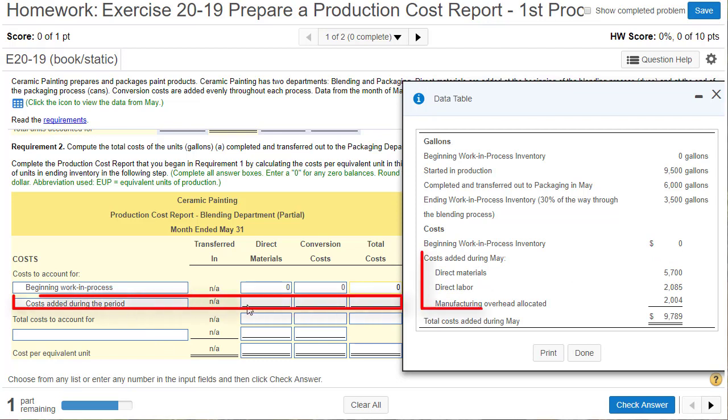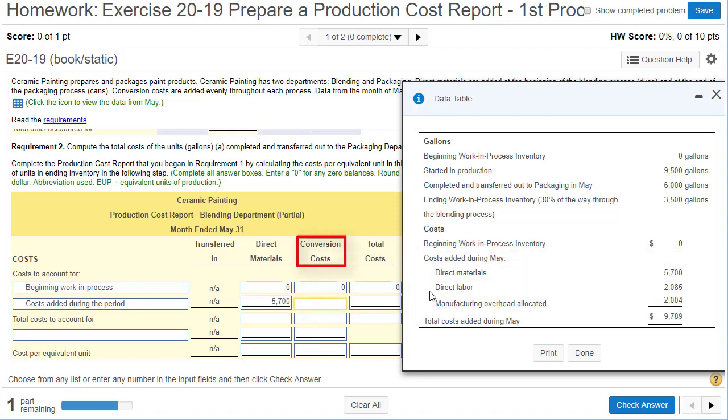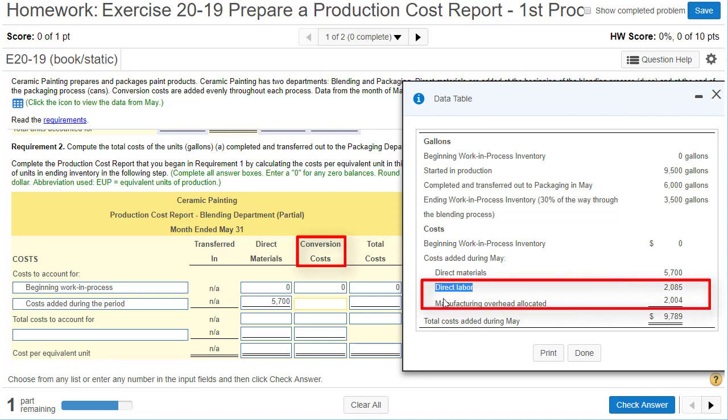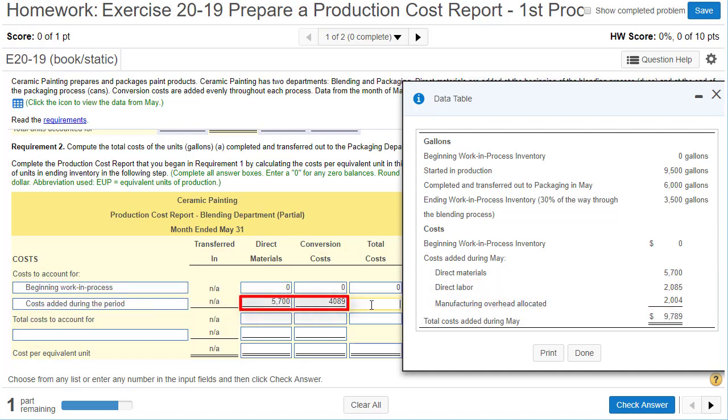Now we're working on costs added during the period. Let's look at the direct materials. Over here are direct materials costs that were added during the period were $5,700. And now we're on conversion costs. Over here, conversion costs, remember, are direct labor plus manufacturing overhead. So we need to add 2,085 plus 2,004. That gives us our total conversion costs of 4,089. And then the total costs are just these two numbers added together. So that gives us $9,789 of costs that were added during the period.